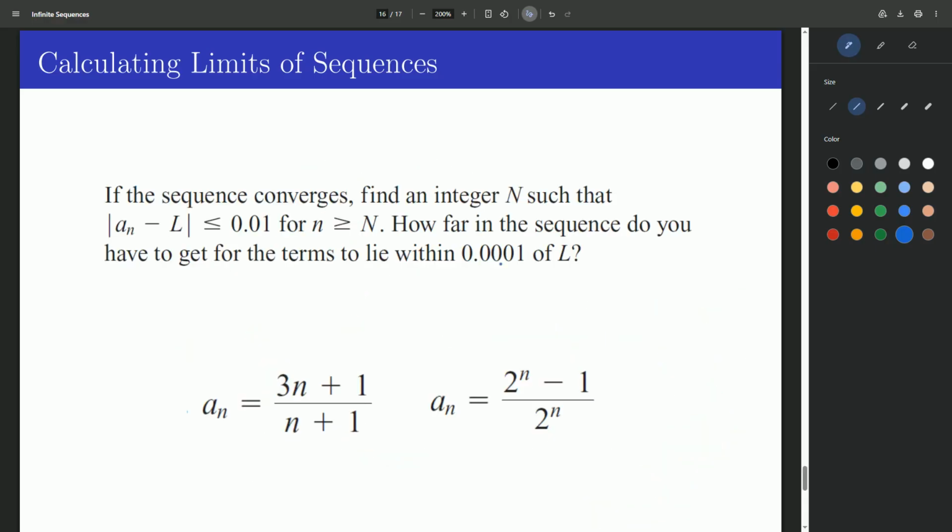Sometimes the exercise may give you some epsilon and ask you to find the N that gives you all terms of the sequence to be in this interval for a given epsilon for any n after that N. So we are going to have this type of exercise as well.